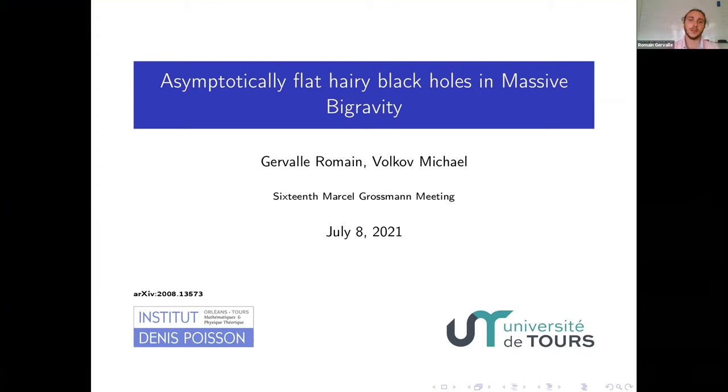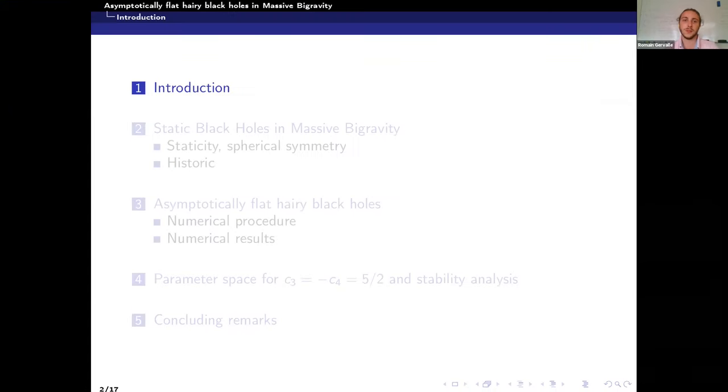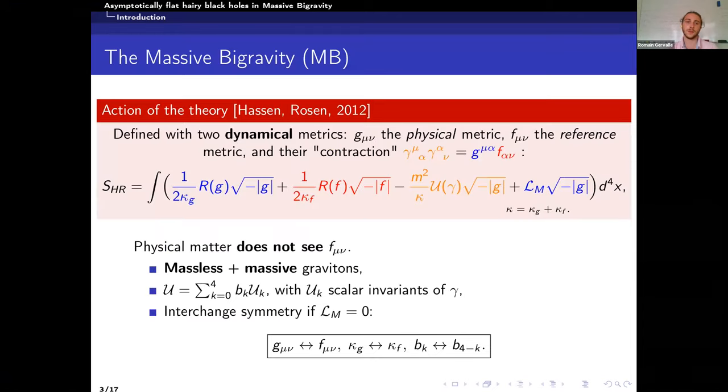Okay, so I'm going to start my talk. Today I'm going to tell you about asymptotically flat hairy black holes in massive bigravity. This presentation is based on a publication with my PhD supervisor, Mikhail Volkov. First, let me start with an introduction to massive bigravity theory. The theory was introduced by Hassan and Rosen in 2012. It is defined on a four-dimensional manifold equipped with two dynamical metrics. One is called the physical metric g_mu_nu, while the other is called the reference metric f_mu_nu. And then the action is constructed as follows.